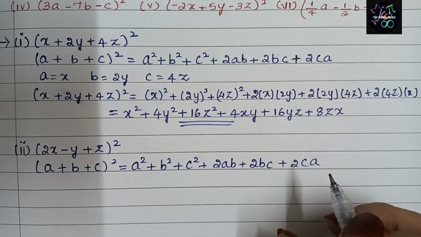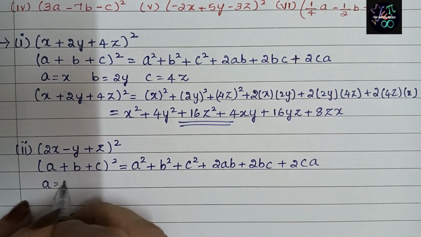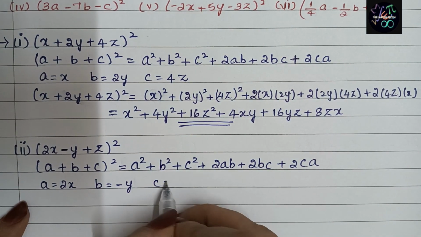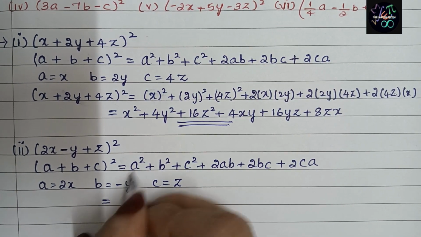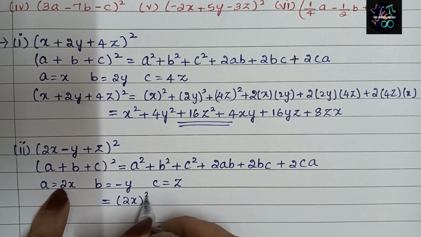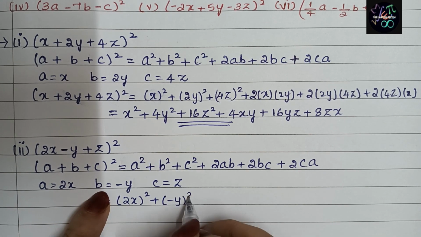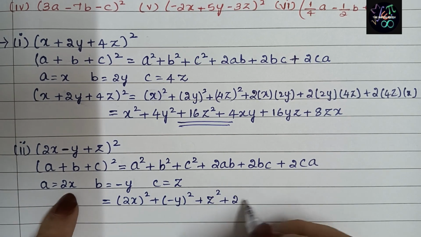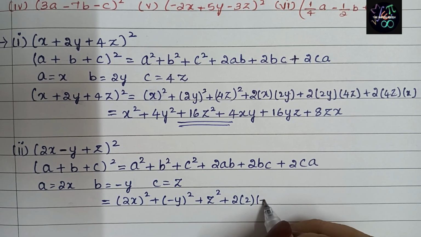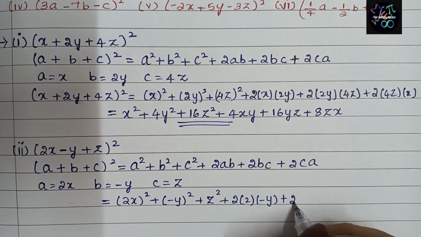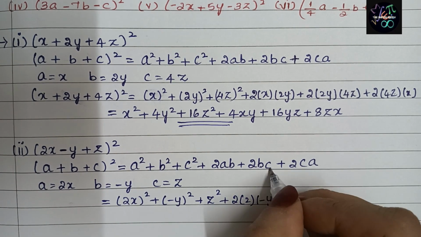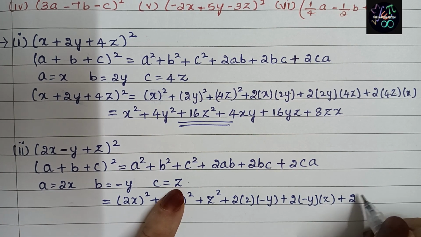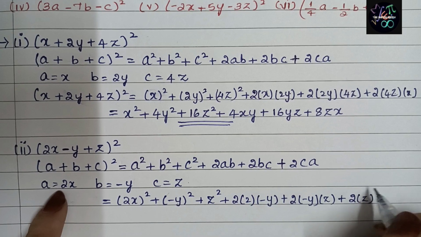Now let us see what the values are. a value is 2x, but b value, see properly, is minus y, and c value is z. In the same way we will substitute now. In place of a, (2x) whole square, plus in place of b, (-y) whole square, plus c value z square, plus 2, a value 2x, b value minus y, plus 2, b value minus y, c value z, plus 2, c value z, a value 2x.